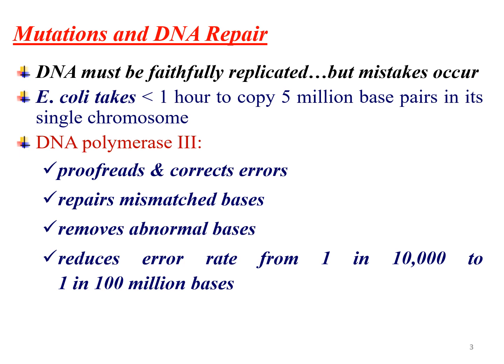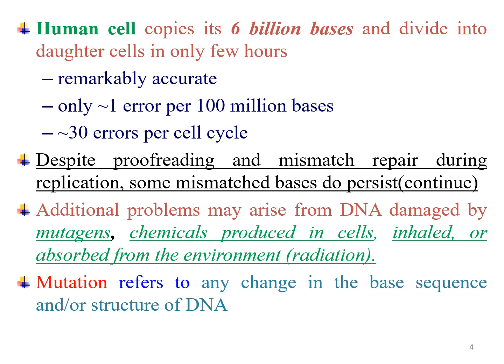In the same fashion, DNA polymerase delta has the proofreading and error-correcting function in eukaryotic cells. The human cell copies 6 billion bases and divides into daughter cells in only a few hours, in a remarkably accurate way, with only 1 error per 100 million bases. Almost 13 errors per cell cycle can occur.